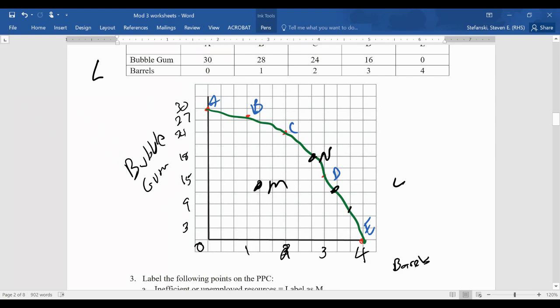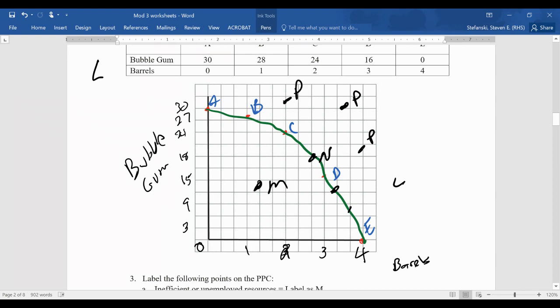Then it says unattainable, and label that P. So I'm going to put way over here, P. But P could have been here, P could have been here, just pretty much anywhere you want.